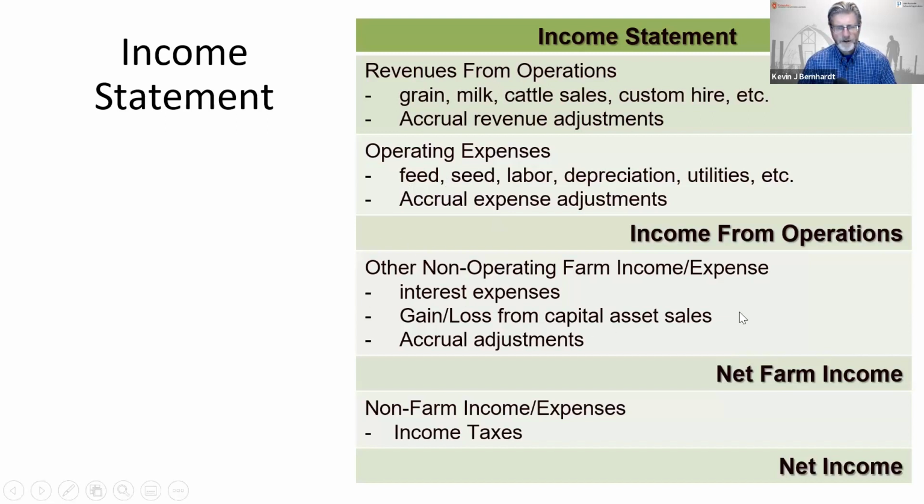The third category is called other or non-operating farm income and expenses. These are income and expenses that are associated with the farm business, but they're not typical across all farms. They're kind of unique to each individual farm and each individual year. So that's why they're in this non-operating section. The 2 big ones that are here are interest expenses and gain or loss from capital asset sales. Let's talk about those a little bit.